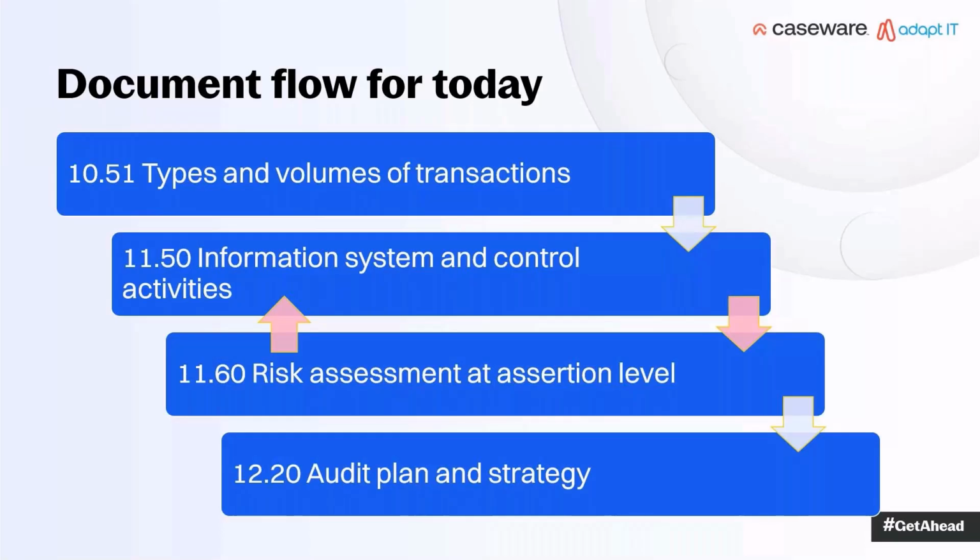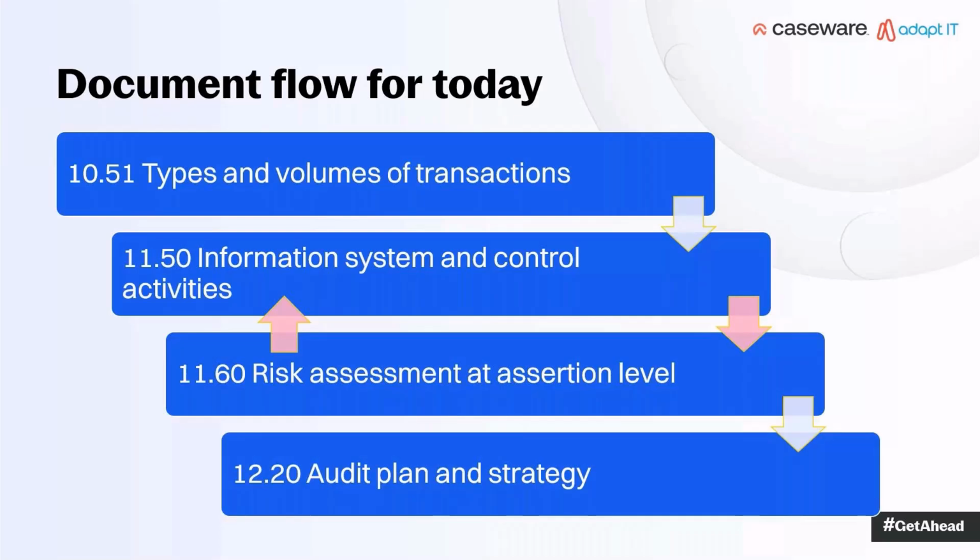We'll start in types and volumes of transactions 1051, which is part of our gathering understanding documents, but it is the one where we actually go into the account balances and the classes of transactions. Then from there, we're going to go to the risk assessment documents for assertion level. And there we've got that interaction. You'll see my pink arrows going up and down between 1150 and 1160, so information system and control activities. Those two direct control categories of internal control, which we consider at assertion level, and then, of course, the risk assessment documentation at assertion level.